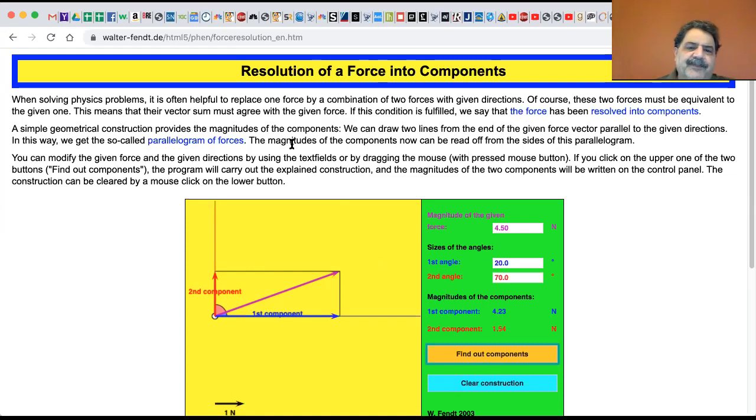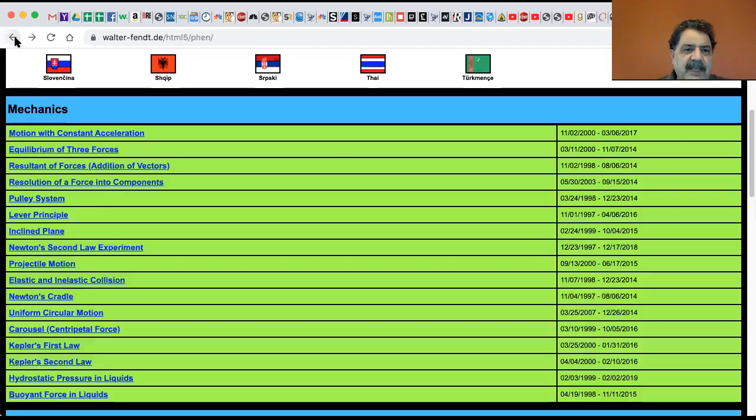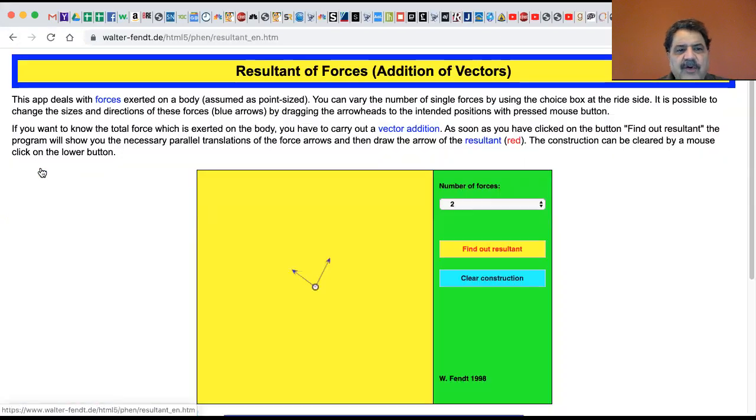So that's it, really. The assignment is due Sunday night before the lab. I think it'll help you understand the lab a little better. But that's the one, the resultant of forces. That's this one. Okay, that's it for this mini lecture.